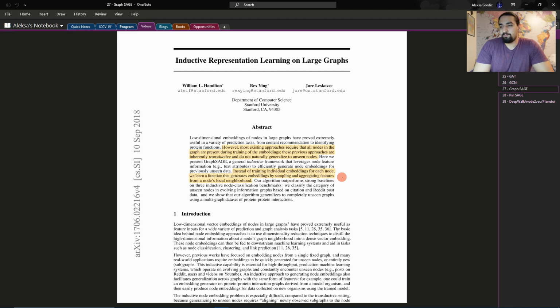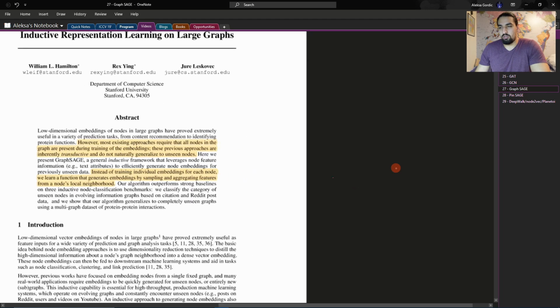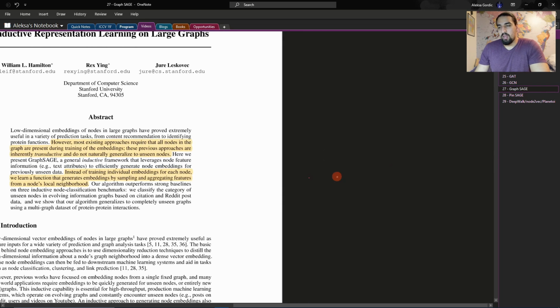So basically they say here, most existing approaches require that all nodes in the graph are present during training of the embeddings. These previous approaches are inherently transductive and do not naturally generalize to unseen nodes. Let me do just a quick recap of how those methods basically work. What you have is a static graph. So let's draw some toy graph here, and I'll be using this one throughout the series.